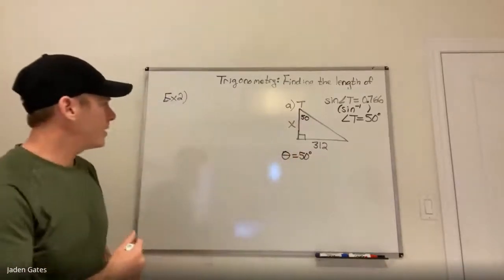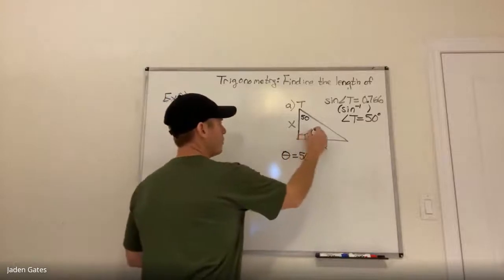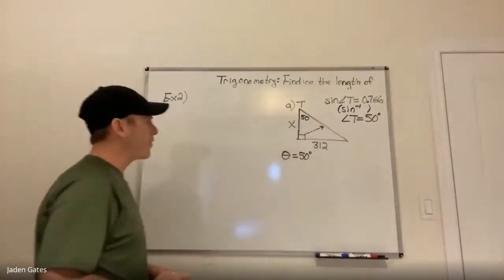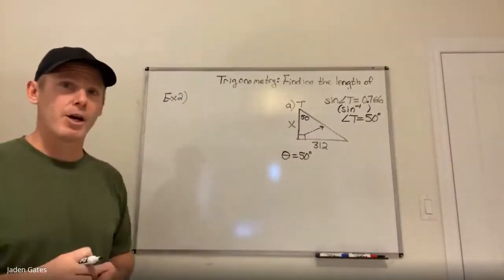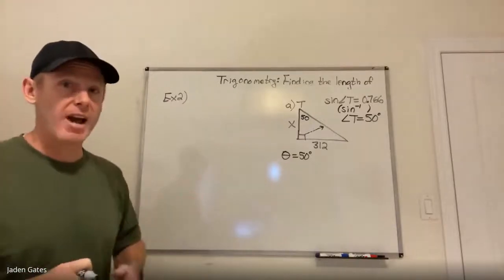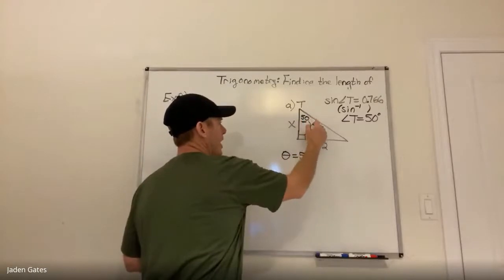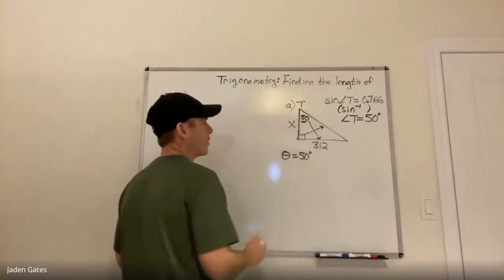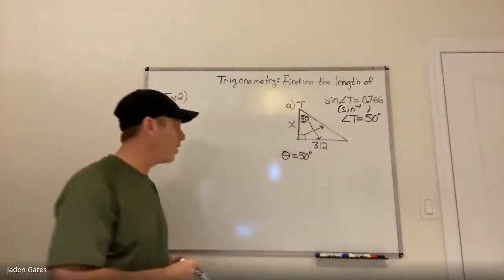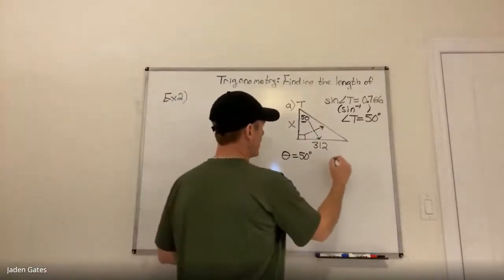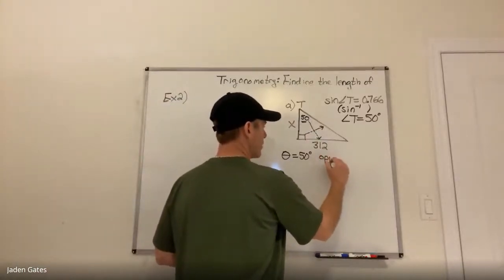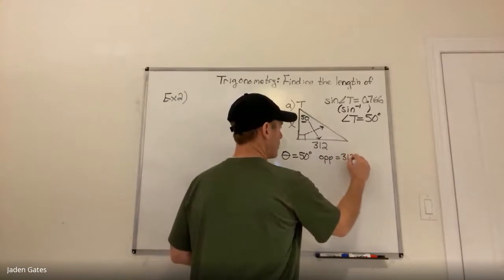All right, let's see here. Across from the right angle, there's nothing there, so that's not on my hypotenuse. I don't have my hypotenuse. But I am looking from this 50-degree angle, and if I go across from that 50-degree angle, that's where I see my 312. That's telling me that the opposite is 312.